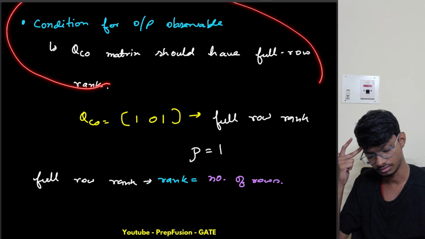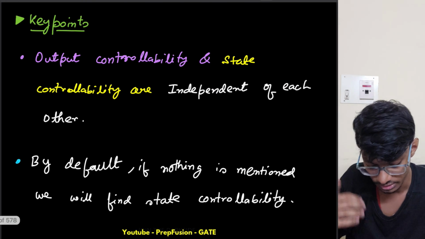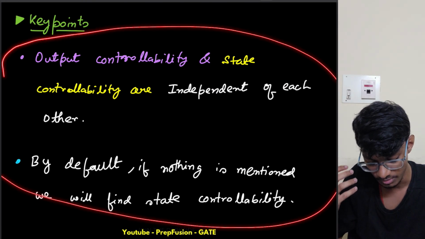Condition for observability. Okay, output observable. This is the main thing you have to understand. So now let's understand a few key points.